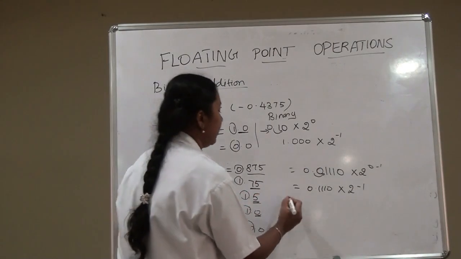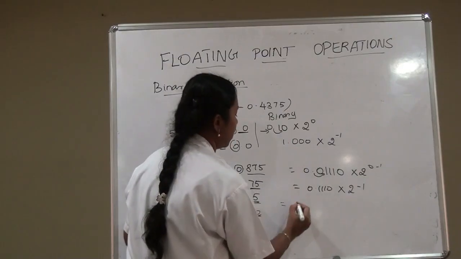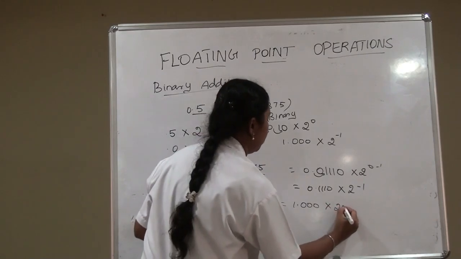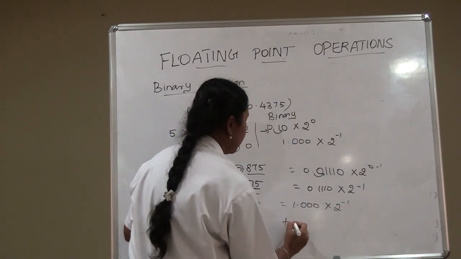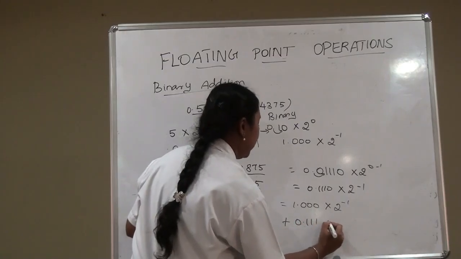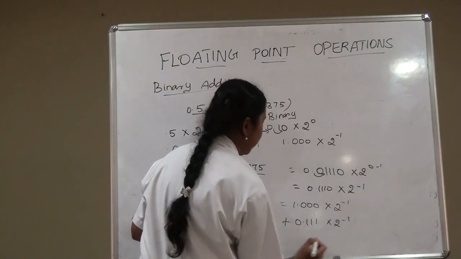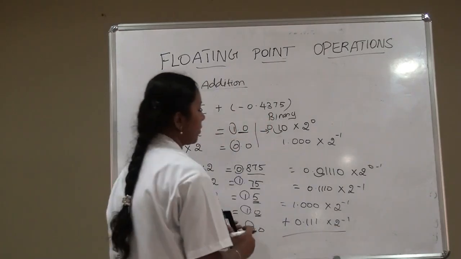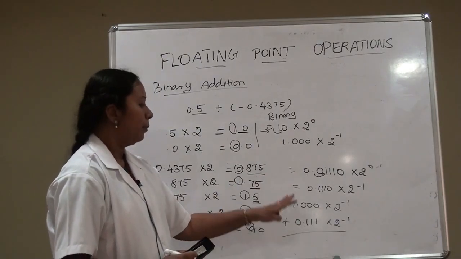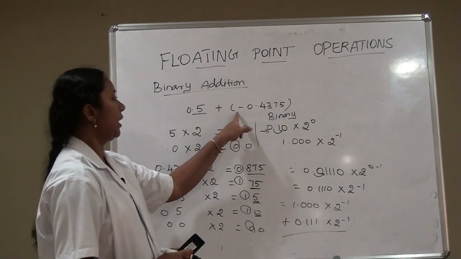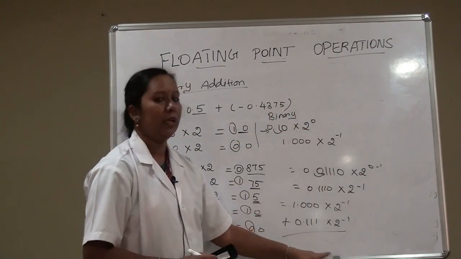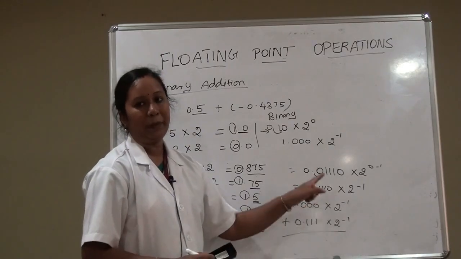Now, in the binary representation, we are going to perform the addition of 1.000 into 2 power minus 1 plus 0.111 into 2 power minus 1. If it were a positive number, I could proceed with my addition as such, but the question was given as minus 0.4375. So it is actually a binary subtraction, which cannot be done as such.